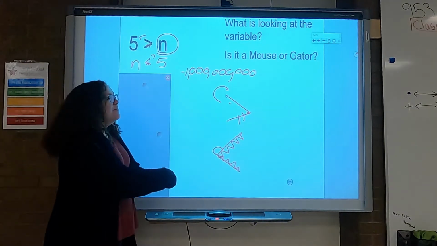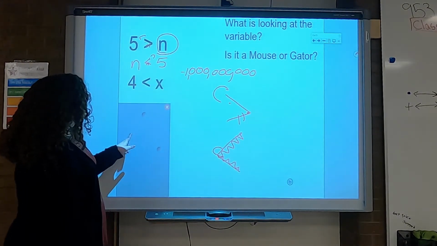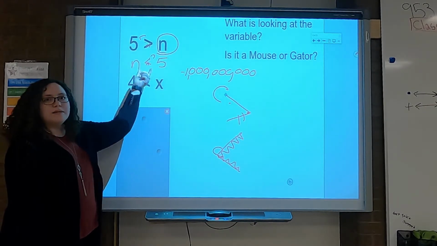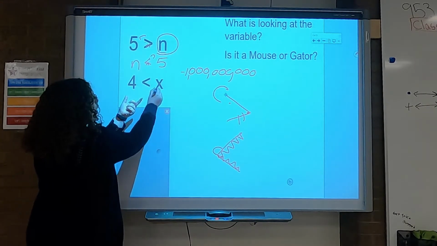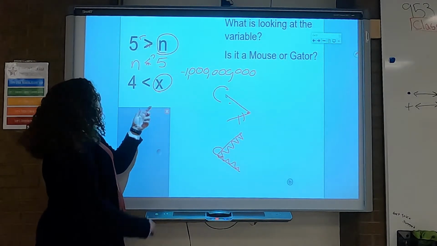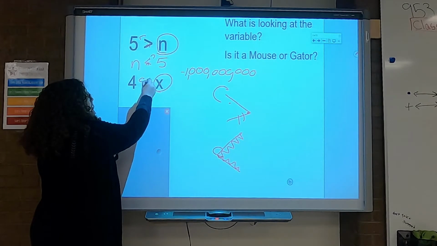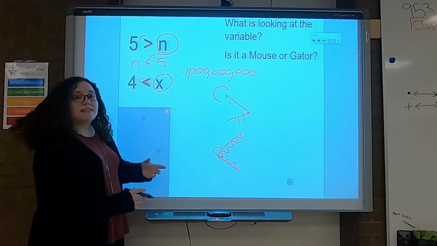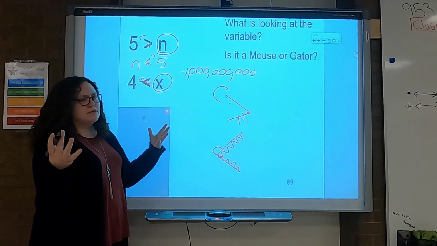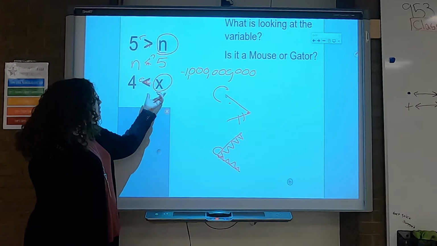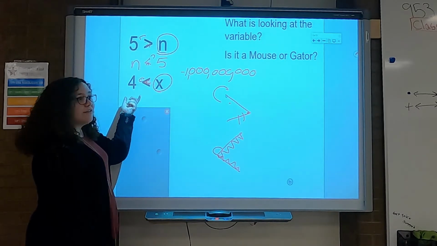Very nice. All right, so what about this one right here? Well, this one, the sign is looking a little bit different from the last one. We need to look at what is focusing on this x. What is looking at our variable? Well, that certainly looks like a gator with a mouth full of teeth to me. So that means, since a gator is much bigger than a mouse, the x here is going to be a bigger number than the 4 on the other side.